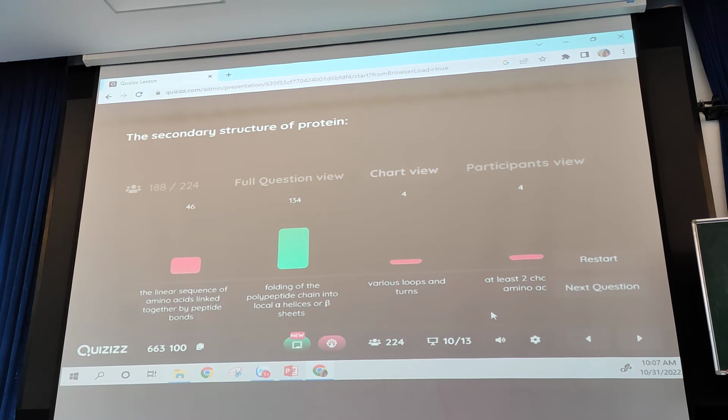In the chains of amino acids, if it's just one amino acid, we cannot call it a protein. But yeah, so you're right. The first, pay attention, because the linear sequence of amino acids is the first level structure of proteins.